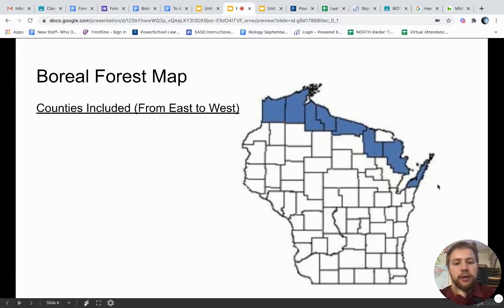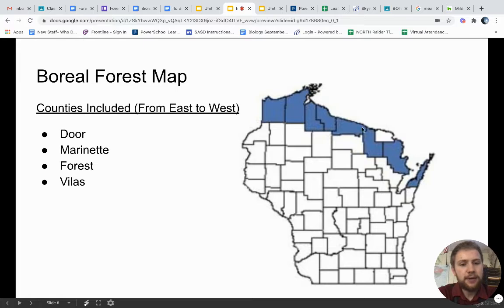So the counties included in our boreal forest are going to include Door County on the far east. And then as we move westwards, we're going to have Marinette County. So the city of Marinette is in Marinette County. Forest County would come next, so places like Crandon and Florence are in Forest County. Vilas County, that's my favorite. My family has a cabin in Vilas County. So Eagle River would be in Vilas County as well as Minocqua.